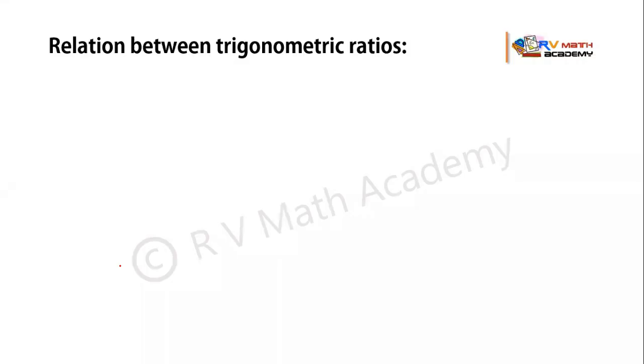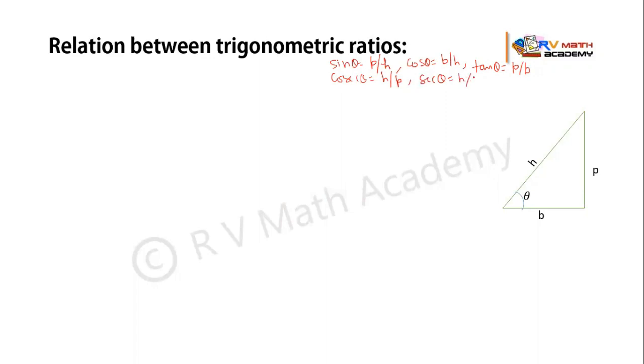Now, we have learned 6 trigonometric ratios, which are sine theta is equal to perpendicular upon hypotenuse, cos theta is equal to base upon hypotenuse, tan theta is equal to perpendicular upon base, cosec theta is equal to hypotenuse upon perpendicular, sec theta is equal to hypotenuse upon base, and cot theta is equal to base upon perpendicular.